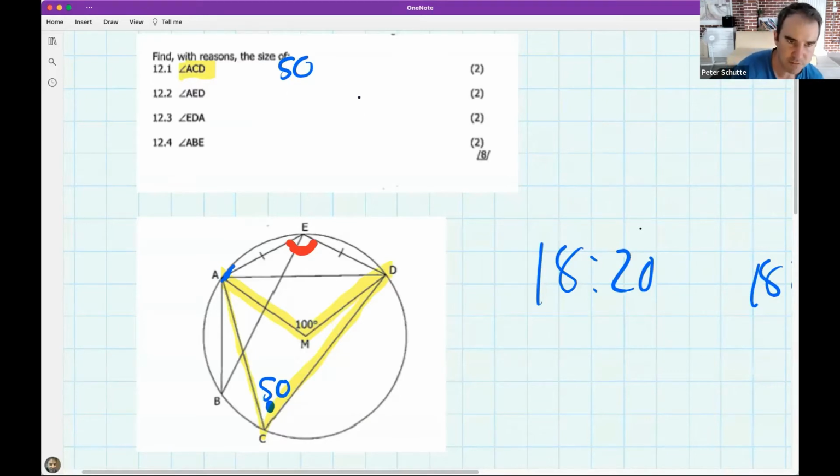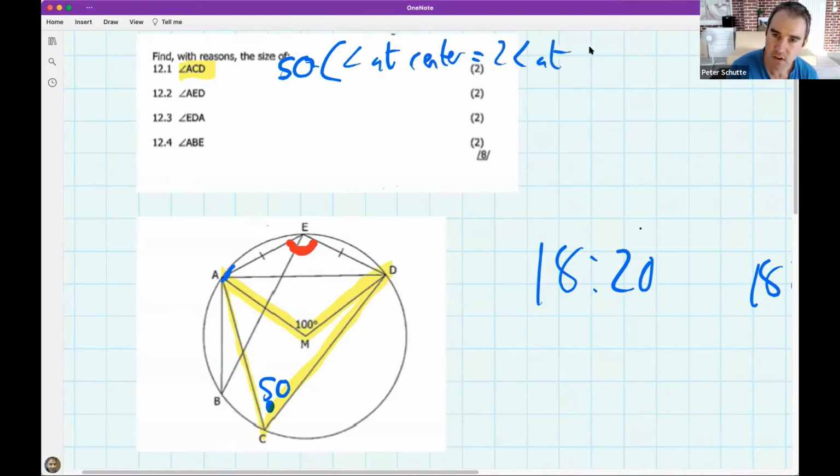So I'm just going to give you that 50. I hope that helps a bit, David. And if we were writing in reasons, we would say angle at center is twice angle at circumference. That would be 2 marks. So 1 mark for that, 1 mark for... But yeah, we're not worrying too much about that.